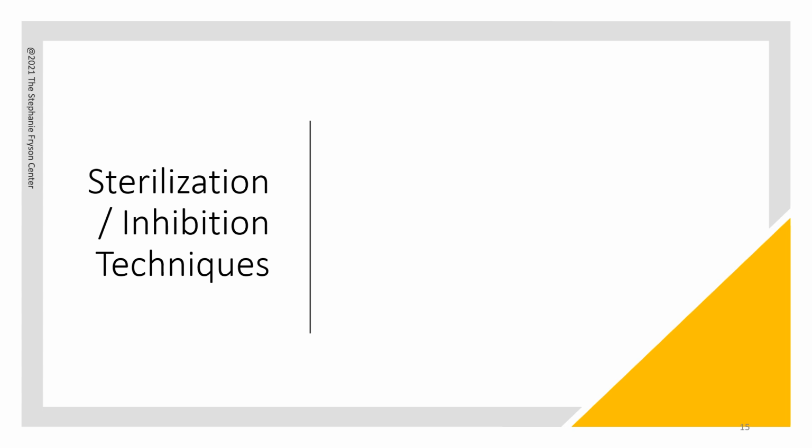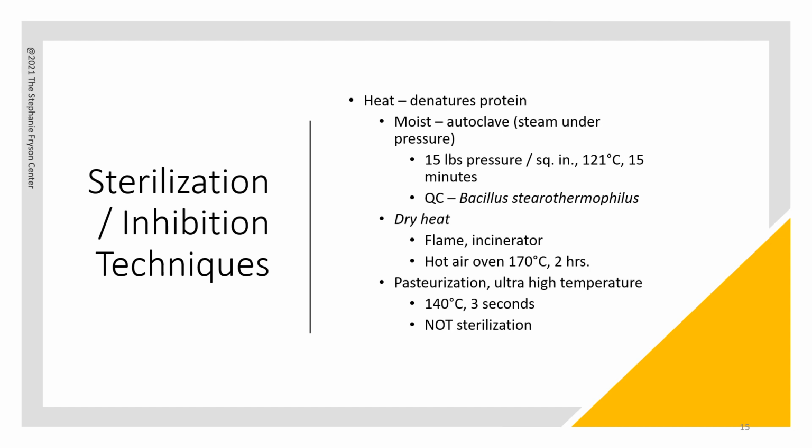Another basic thing that you need to know is about sterilization and inhibition techniques. Heat denatures protein, which means it breaks down a protein. Moisture in an autoclave is steam under pressure. So if you combine moisture and heat, 15 pounds of pressure per square inch at 121 degrees Celsius for 15 minutes will kill most bacteria.